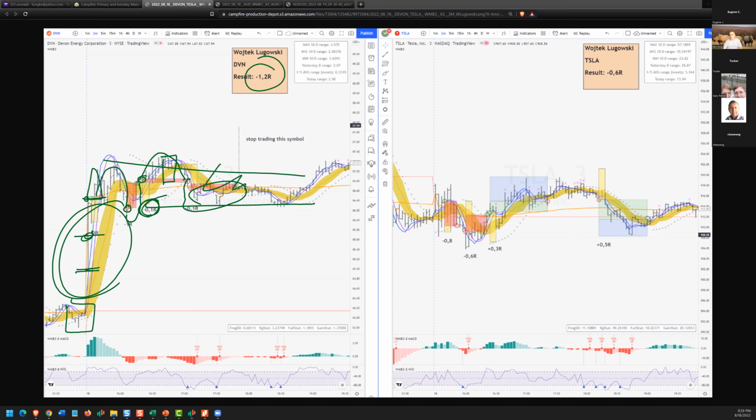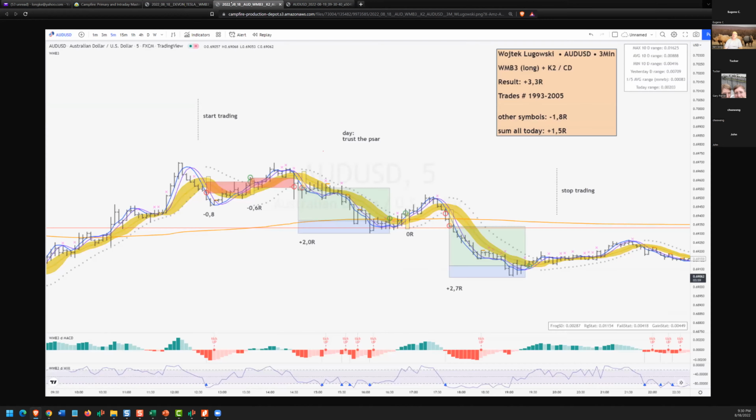Tesla was a hard one to trade today. It really didn't move much, and he got chopped up a little bit inside here, but he did get the two moves that were there. He got nibbled away a little bit. But again, it was a small range day today. He's 3.3 here, though, on the Aussie.